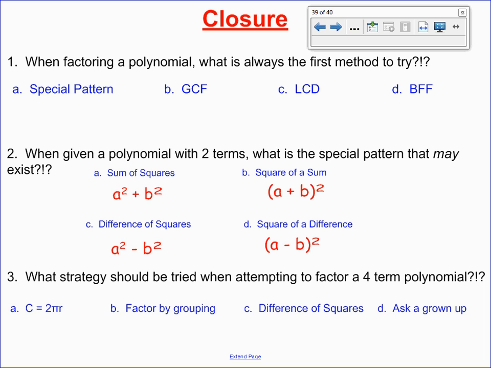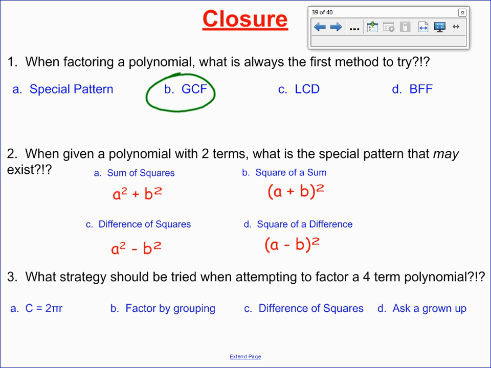Okay, ladies and gentlemen, when we're factoring a polynomial, what's our first method that we should always try? Go ahead and share with the class the response for number 1. Will? The GCF. Yeah, we want to see if there's a greatest common factor hiding inside. So raise your hand if you had B for the first one. Greatest common factor is what we should always look for first.